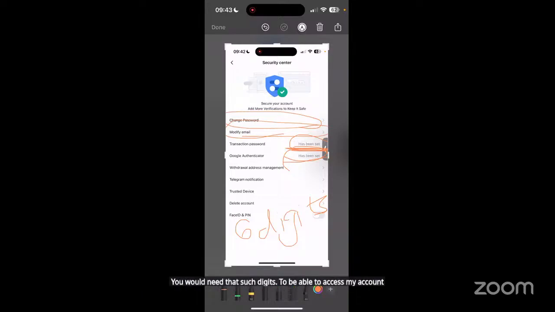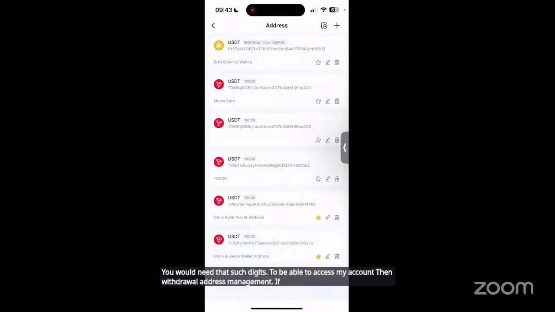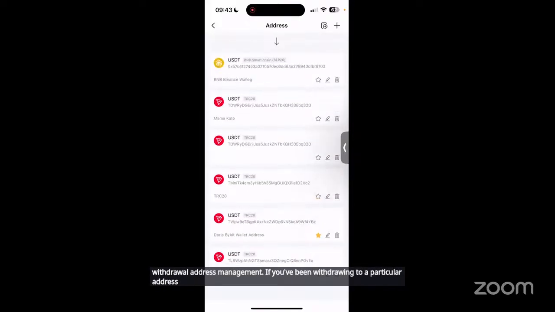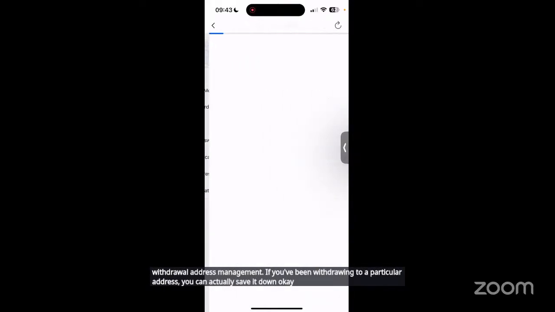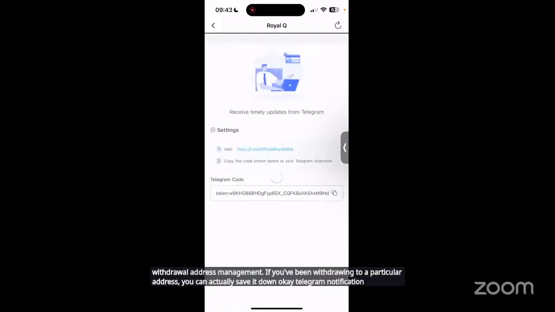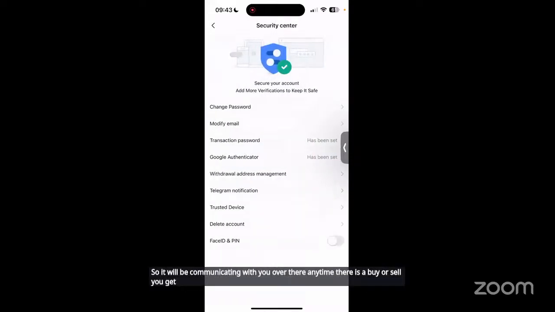Okay. Then withdrawal address management. If you've been withdrawing to a particular address, you can actually save it down. Okay. Telegram notification. You can connect your Royalq account to your Telegram. So it will be communicating with you over there. Anytime there is a buy or sell, you get a notification on your Telegram.